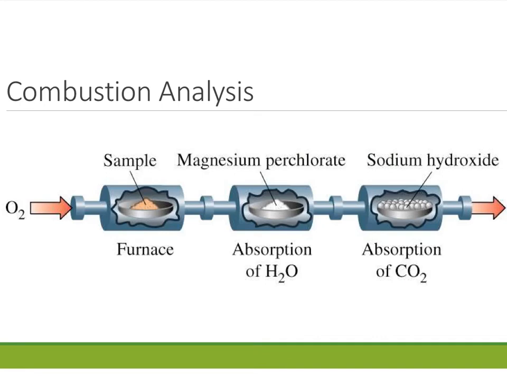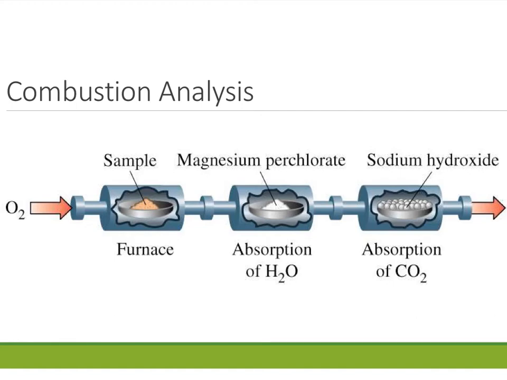How do we get mass percent data? Well, there's a bunch of different ways we can get mass percent data. There's also one other very common analysis tool that we use, especially with what we call hydrocarbons, things that contain carbon and hydrogen. When you burn hydrocarbons, they usually produce water and CO2.